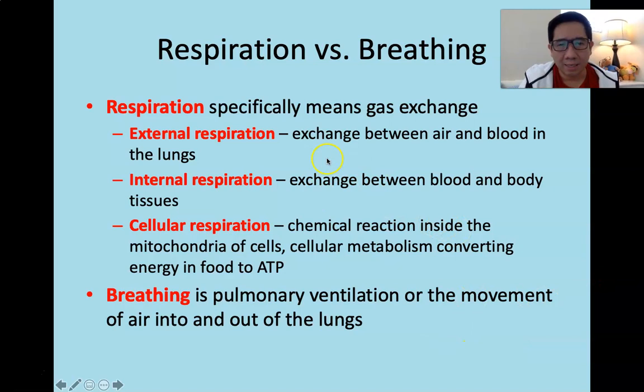So this one is on the outside, between your lungs and your blood vessels. This one is between your cells and your tissue and your blood, bringing oxygen to your cells. Breathing is referring to ventilation. Ventilation is the movement of air in and out of your lungs, that's called breathing.